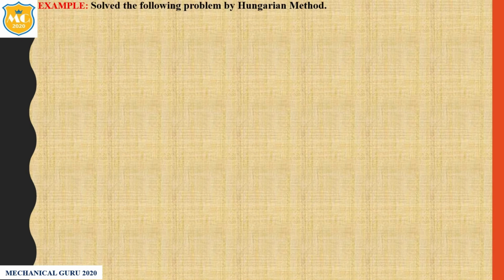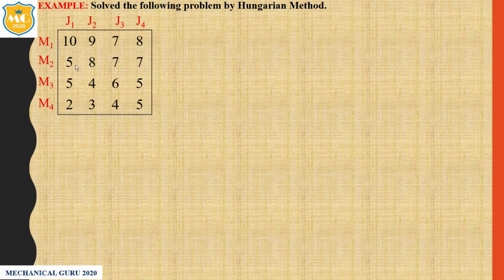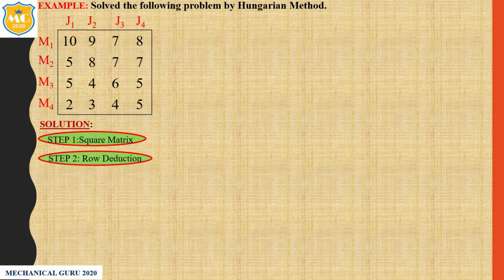Solve the following problem by Hungarian method. So here the matrix is 4 by 4. There are 4 men and 4 jobs. So this example we solve by the Hungarian method. So just follow the Hungarian steps. So step number 1, prepare a square matrix. Here the matrix is already square, so directly go to step number 2, that is row reduction.